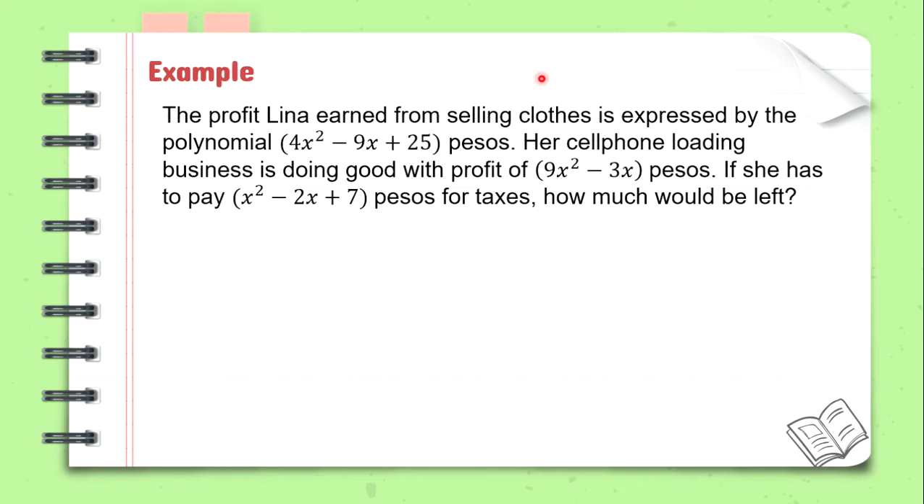So as you can see here, it is a combination of adding and subtracting. Let's see which polynomials we are going to add and which we will subtract. Let's have here the keywords in our word problem. The profit Lena earned, by the words earned and profit, meaning to say that's positive, or addition. So we are to add 4x squared minus 9x plus 25 to the profit of her loading business, which is 9x squared minus 3x. We have to add these two polynomials, the trinomial and the binomial. After adding, that's already the earned money of Lena.